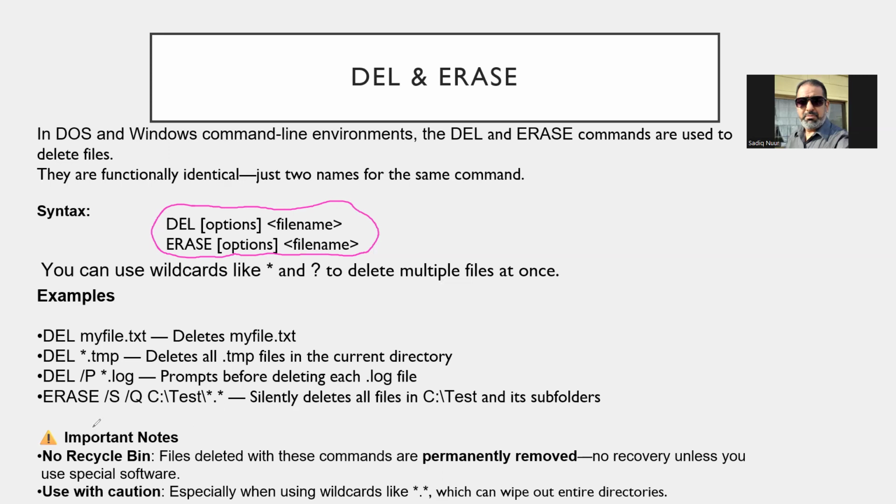So if you say erase /s /q and then the destination is in the C drive and the folder name is test, within the folder test I need to delete all the files and all types of files inside the test folder. So it silently deletes all the files in C and the folder test and its subdirectories, right?